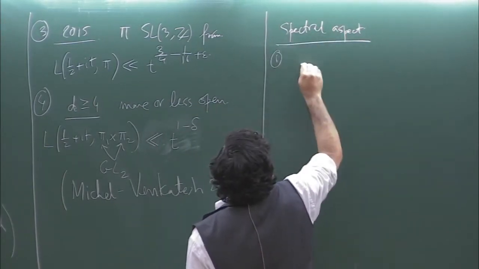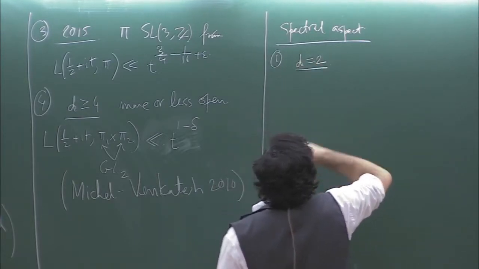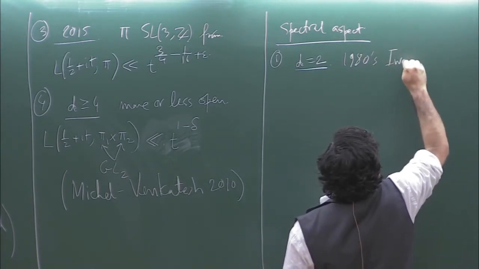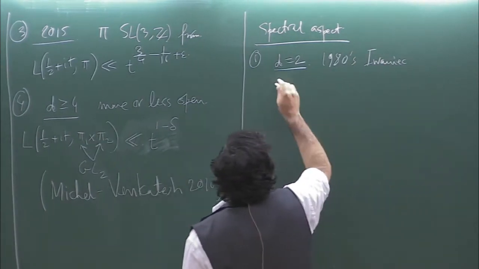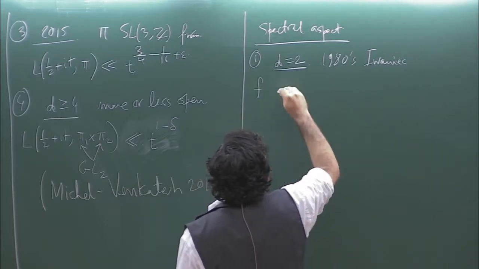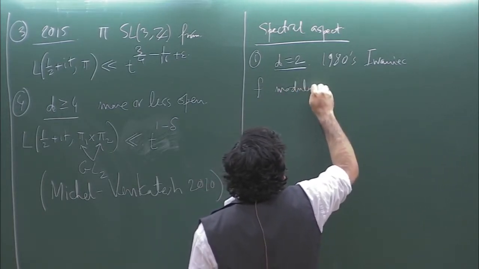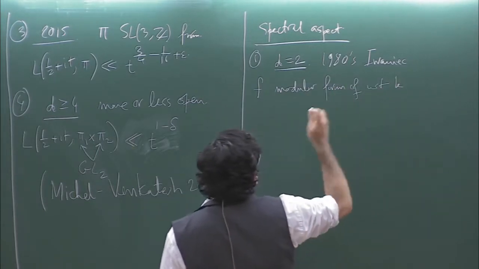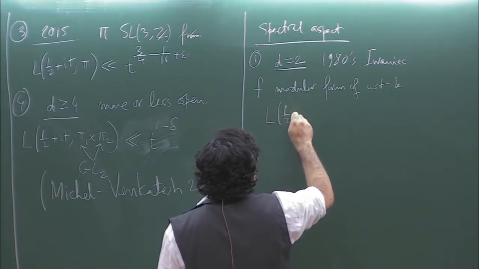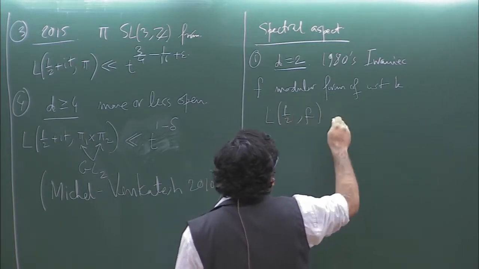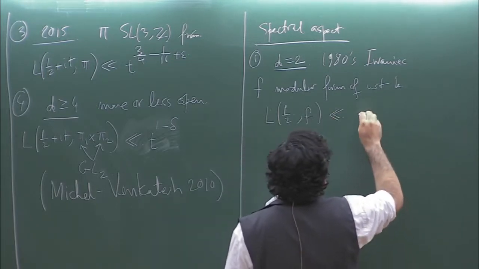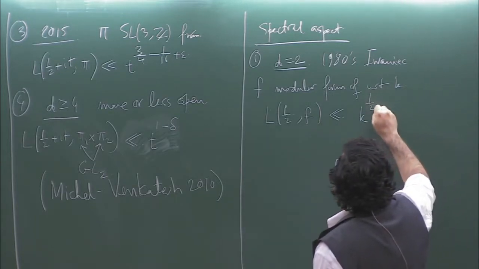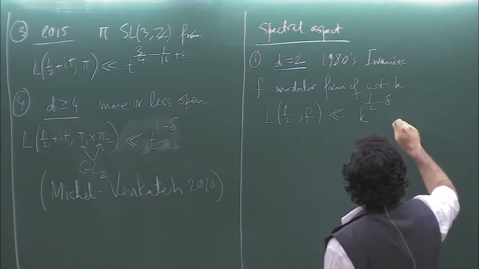And in this case, for d equals 2, it was done around the 1980s by Vanage. So in his case, he took f to be a modular form of weight k for, say, SL2(Z), and he showed that L(1/2 + it, f), where I'm taking t to be 0, is bounded by, so k squared is the conductor here, so square root of k is convexity, he got some saving, so delta, for some delta.